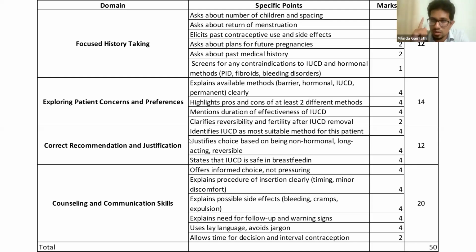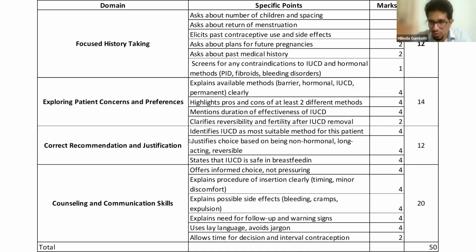Then you need to ask about return of menstruation, especially with postpartum mothers. They can get menstruation even after 1 month of the postpartum period, so you have to ask about that as well. You correctly asked about the LMP and previous contraceptive use. You should have asked about side effects as well. If there were side effects, you ask generally, but be more specific.